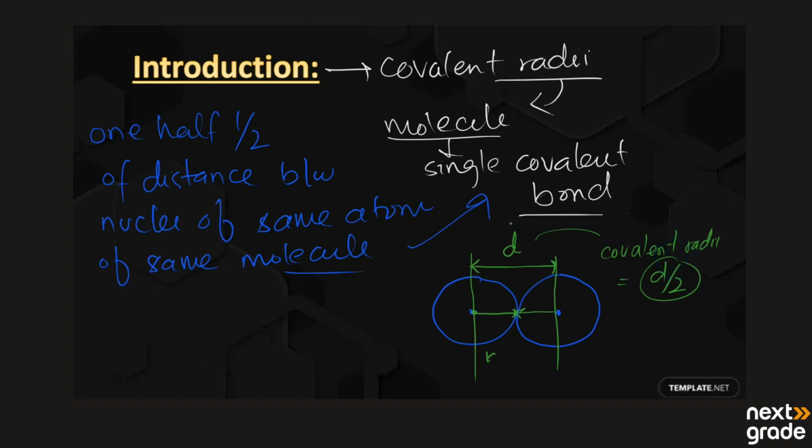When we take half of the distance between the nuclei of the two bonded atoms, this distance is known as covalent radii. This is atom A and this is atom B. This distance is its atomic size A dash, or atomic radii, and this is B dash. So we have to take half of the distance between the two nuclei of the bonded atoms. So this is the formula to find the covalent radii.